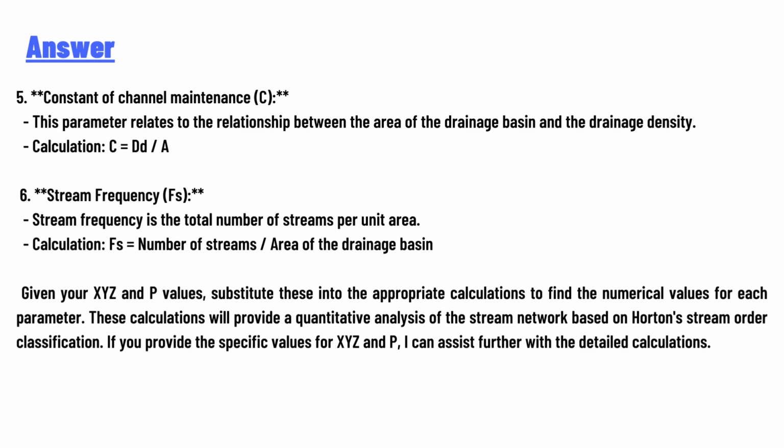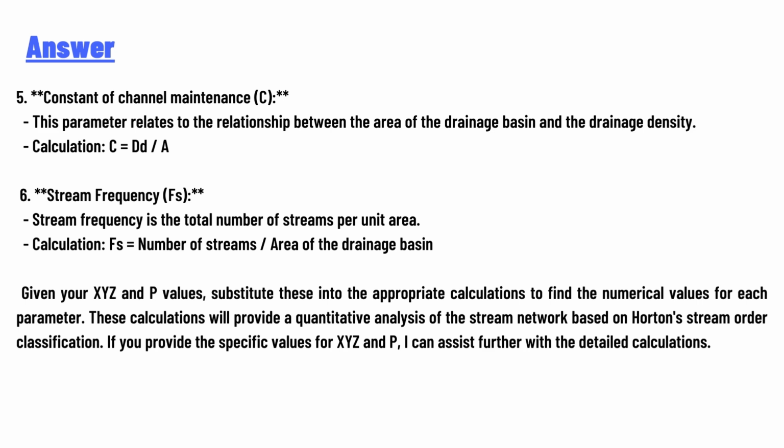5. Constant of channel maintenance. This parameter relates to the relationship between the area of the drainage basin and the drainage density. Calculation: C equal to 1 over D, or area over total stream length. 6. Stream frequency. Stream frequency is the total number of streams per unit area. Calculation: Fs is equal to number of streams over area of the drainage basin.